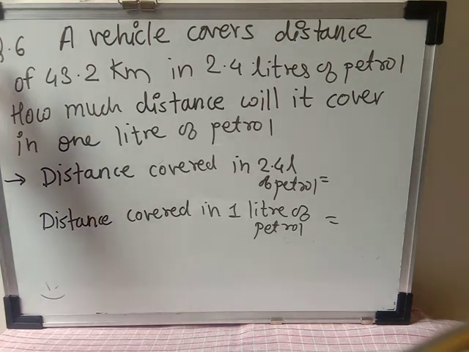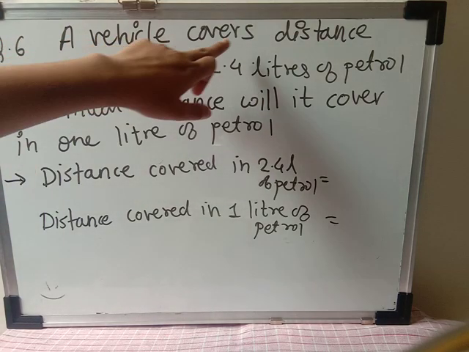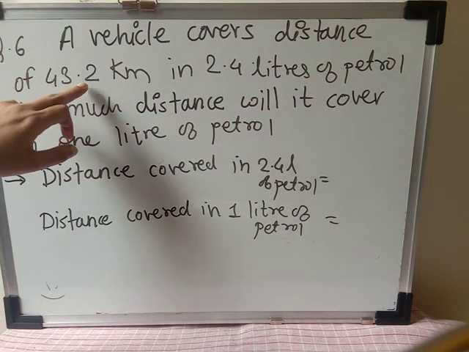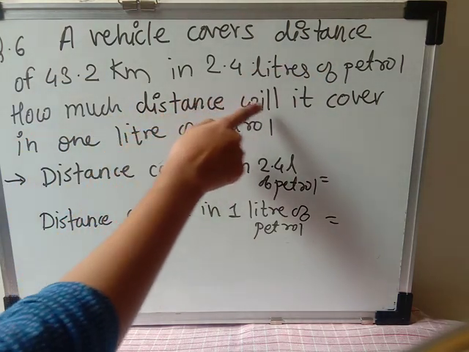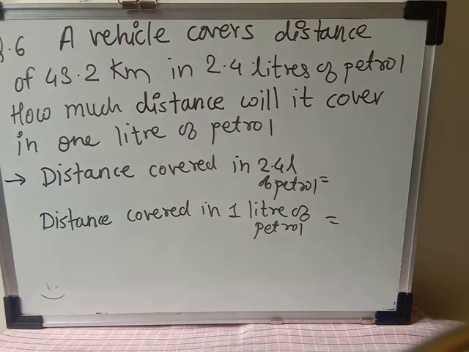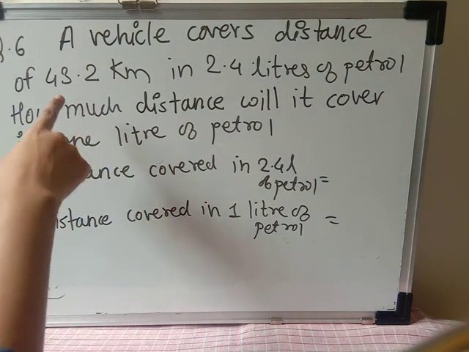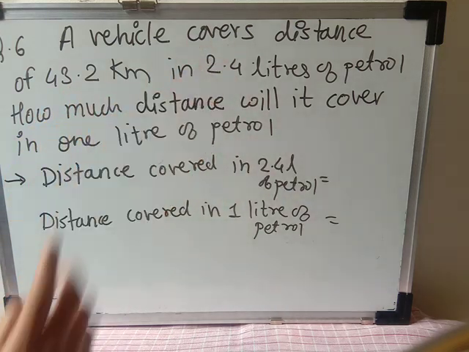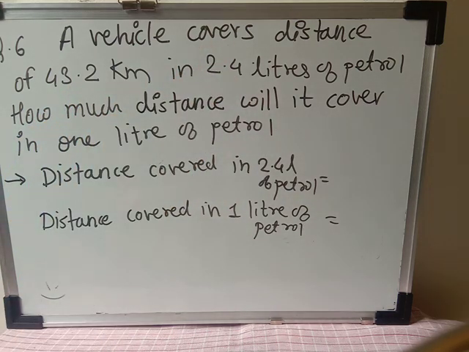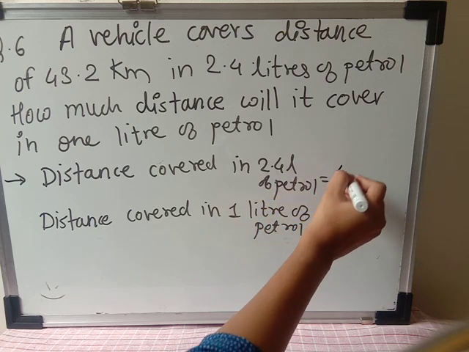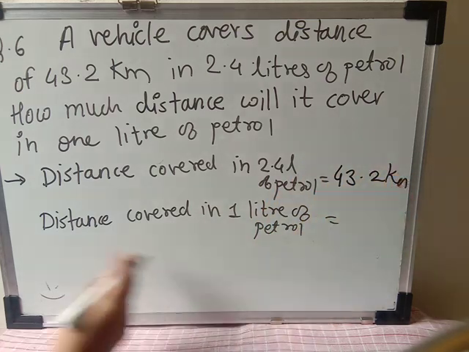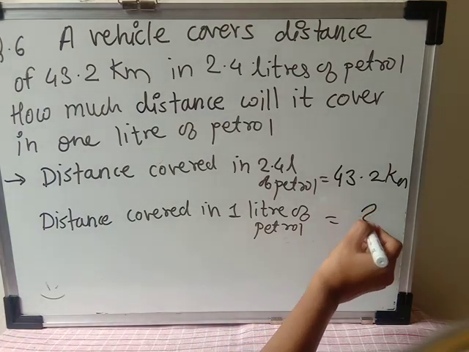Now students, question number 6, that is a word problem. This word problem is very easy, and the question is, a vehicle covers distance of 43.2 km in 2.4 liters of petrol. How much distance will it cover in 1 liter of petrol? So they are saying the vehicle is covering the distance 43.2 km in 2.4 liters. So how much distance will it cover in 1 liter of petrol? That we have to find out. So distance covered in 2.4 liter of petrol, that is 43.2 km. So distance covered in 1 liter, that we have to find it out.